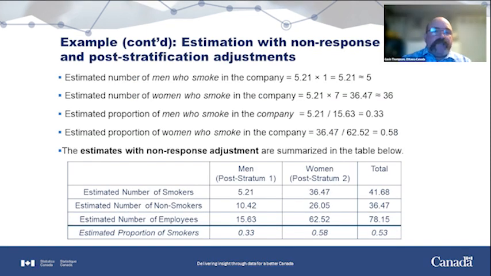So if we look at the estimated number of men who smoke, we round these numbers and say there's 5. The estimated number of women who smoke is 36. The proportion of men who smoke is 0.33. The proportion of women who smoke is 0.58. So this is what the table would look like now. If we look at the bottom row, the estimated proportion of smokers is 0.33 for men and 0.58 for women. And when we take the total column, we get that 0.53, or 53%, of the company is smokers.